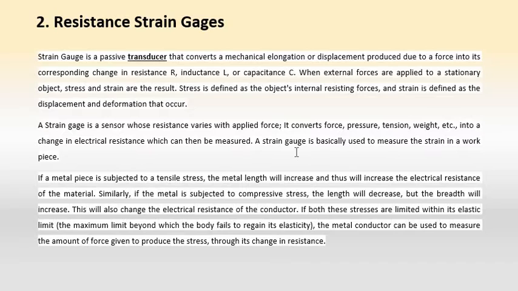If a metal piece is subjected to tensile stress, then the metal length will increase, and thus it will increase the electrical resistance of the material. Why is it so? Because length is proportional to resistance. So as the length increases due to the force which we are applying on the metal piece, the resistance will increase.